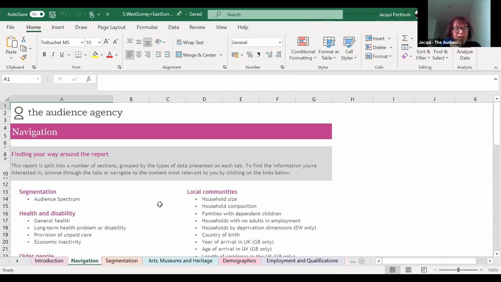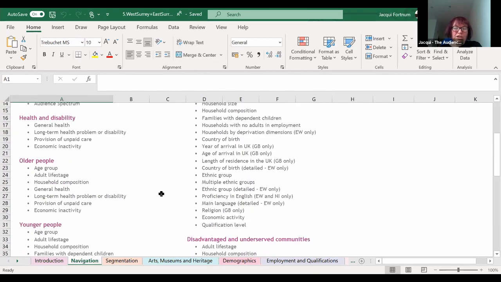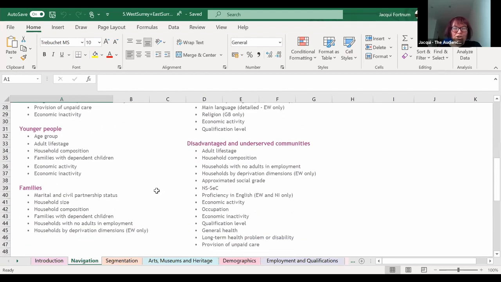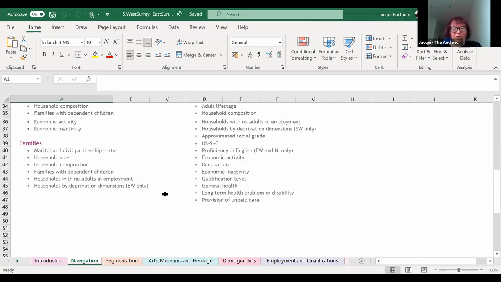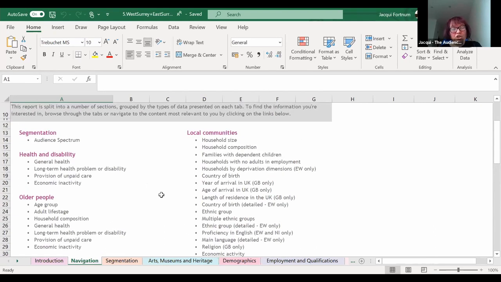And then the next tab lists out all of the data that sits in this report. And as you can see, there's a huge amount of it. There's an awful lot of detail. And depending on who you want to engage and your reasons for doing that, some or other of these particular data sets may be more or less useful and interesting to you at different times.